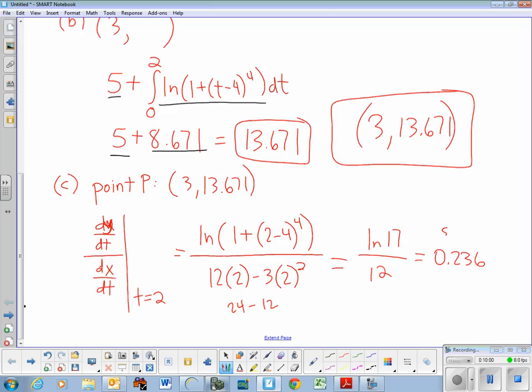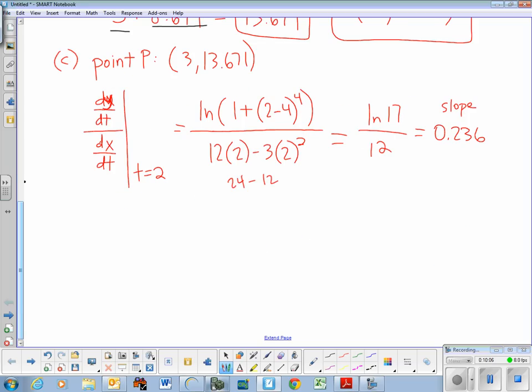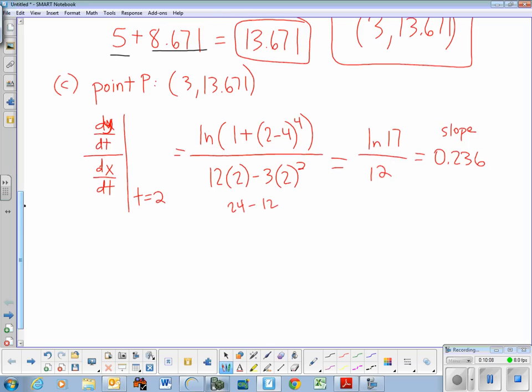So there's the slope. Algebra 1 says point and slope make a line. It didn't say what form to put it in, so I'm thinking point-slope is probably your best option, and that's the one that you're going to use on the key. y minus y1, y minus 13.671 equals the slope, 0.236, times x minus 3.